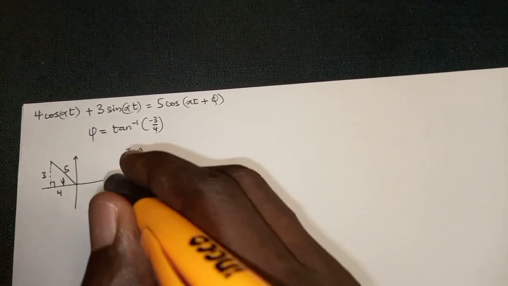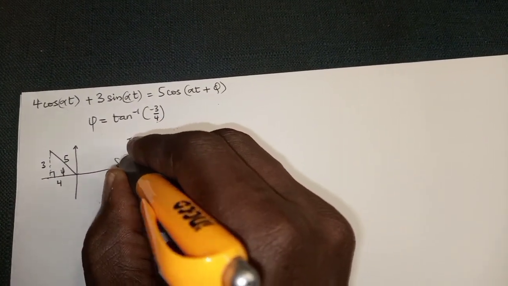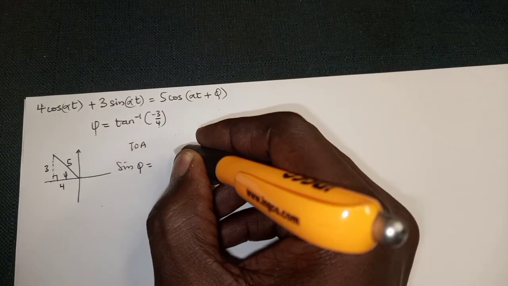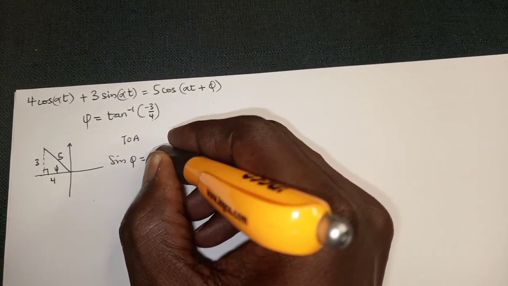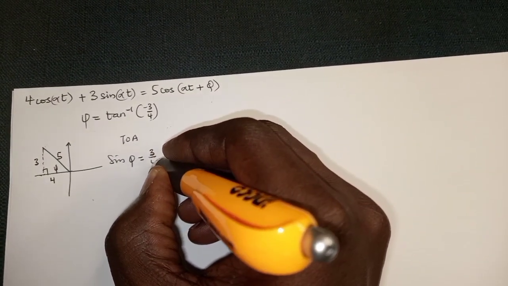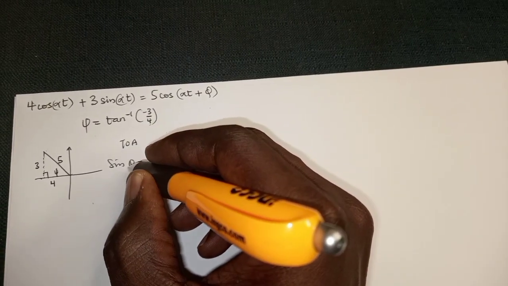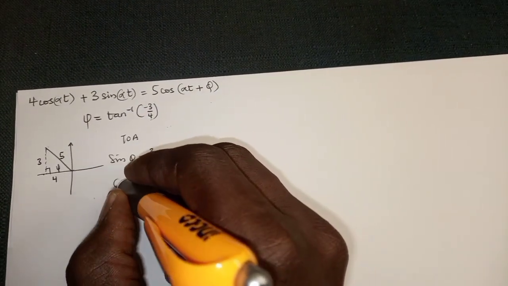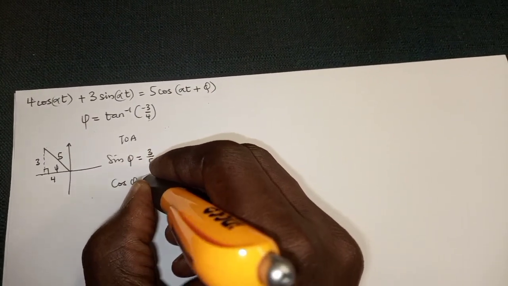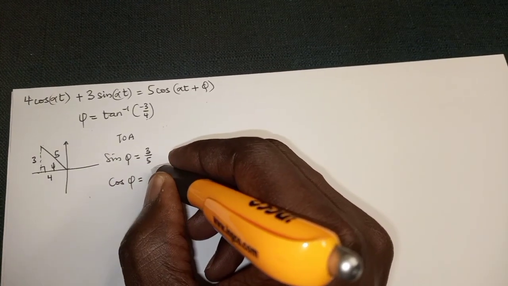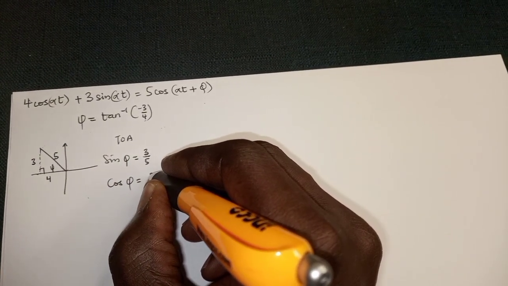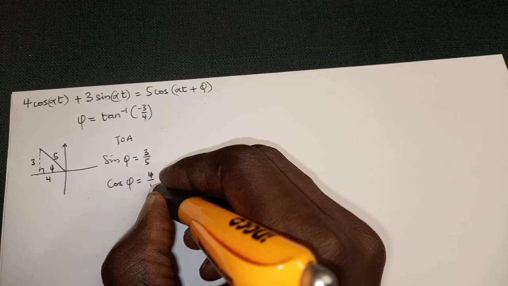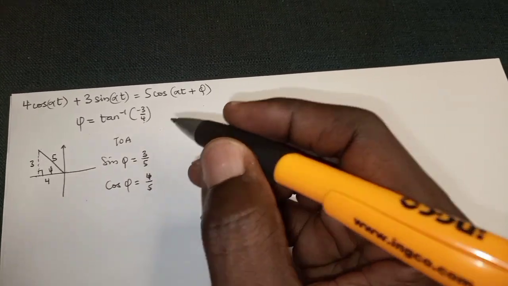With this, we can conclude that sine of phi will be equal to 3 on 5, and cos phi will be equal to 4 on 5.